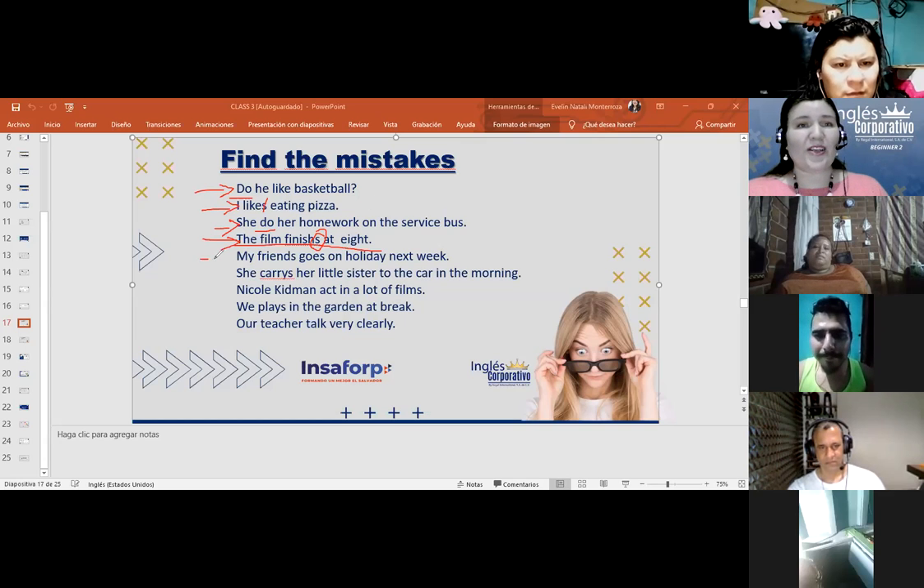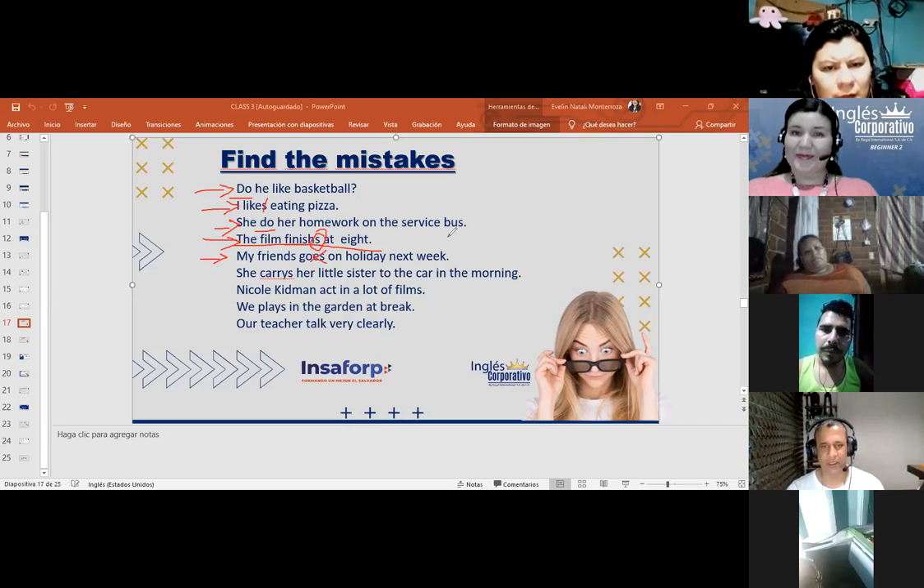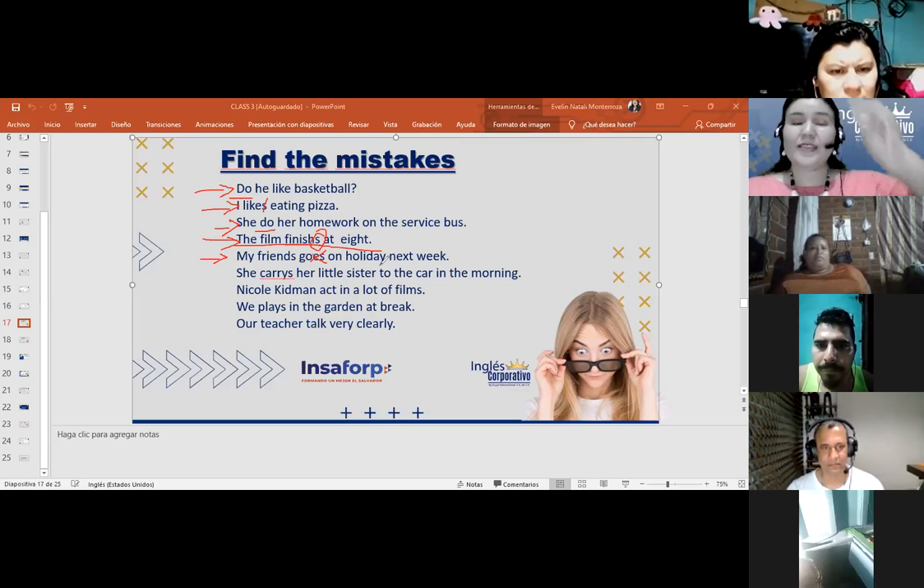The next one, number 5. It's going to be for Maximo. It says, my friend goes on holidays next week. The microphone, sweetie, I cannot listen to you. My friends go on holiday next week. Very good job. Excellent, Maximo. Fantastic. Because it's plural, friends go. Very good job.